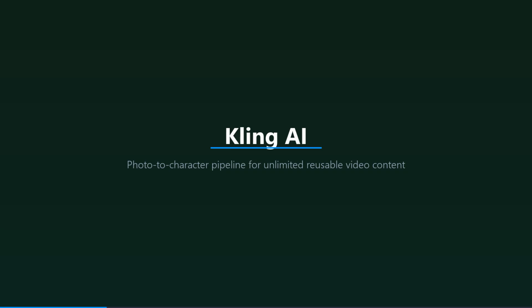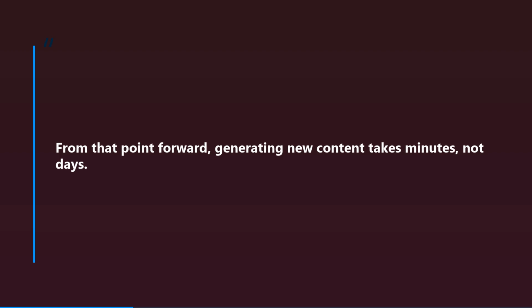The solution is building a reusable AI character from real photos of an actual person, you, a team member, or someone you work with. You upload 20 to 50 photos of that person, run them through the Kling model, and it creates a consistent AI version of that person. Once that character exists, you can drop them into any scenario you want, holding your product, standing in front of your store, walking into a meeting, sitting at a desk. Anything. You do this setup once. From that point forward, generating new content takes minutes, not days.